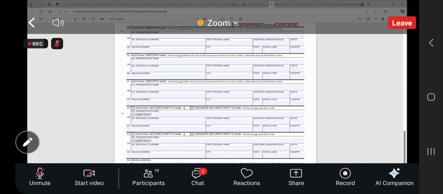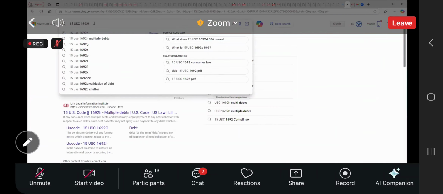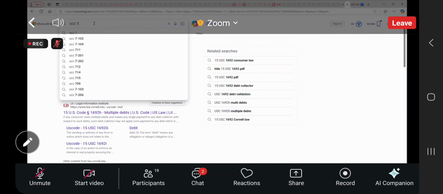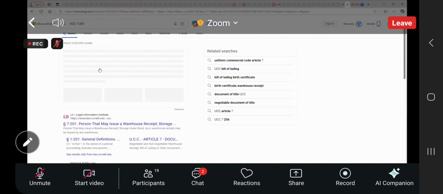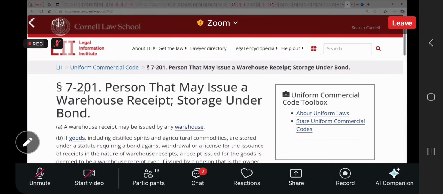The bailee, transfer of ownership by the person of a negotiable instrument, UCC 7-201. Let's go there and see what that is. I can navigate this. 201. Can everybody see my screen?